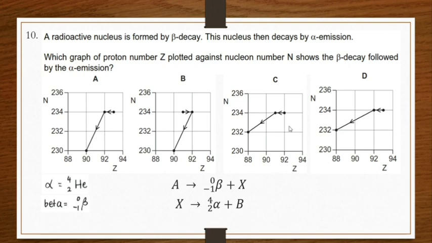So from these 4, the most correct one, I think it is this one, because first it is formed by beta decay, so the Z, the proton number, will increase by 1. So it is from 91 to 92. And then the proton number decreases by 2 from 92 to 90, but the nuclear number will decrease by 4. So before it was 234, now it is 230. So the answer is B.